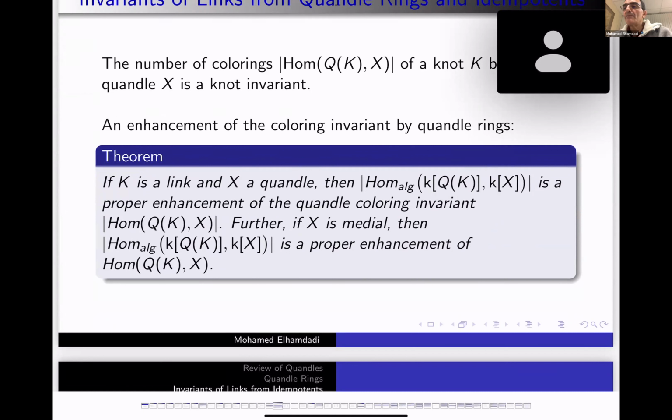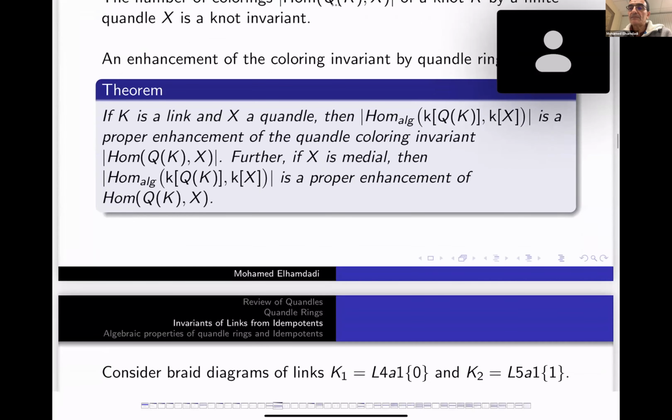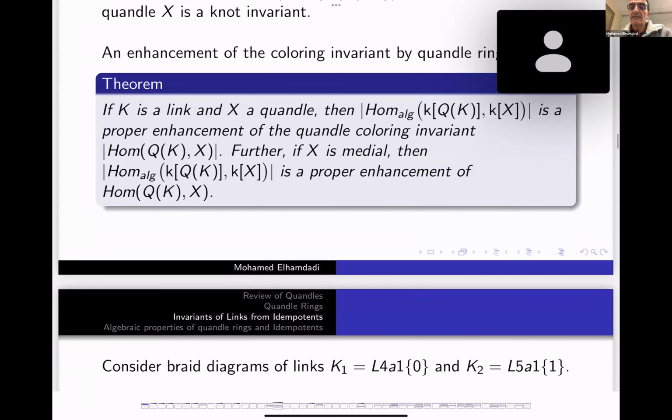Furthermore, if X is medial, then this is a proper enhancement. It is known that if you take the hom of a quandle X into a quandle Y, if the target is medial, then the hom becomes a quandle. This was done by Sam Nelson and Alissa Crans.